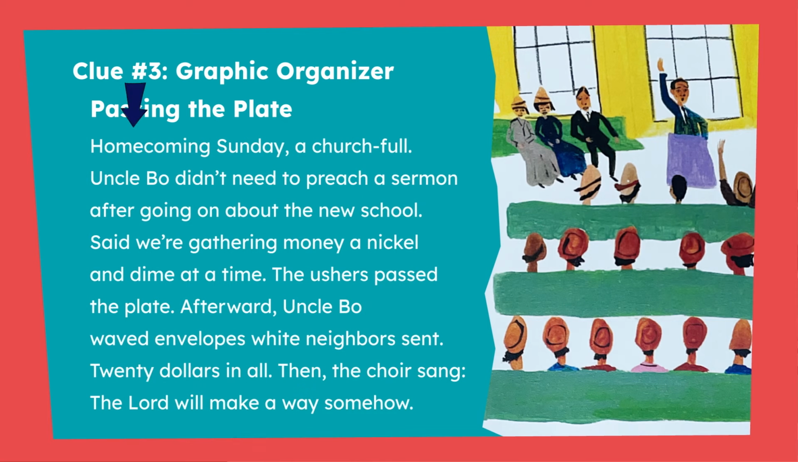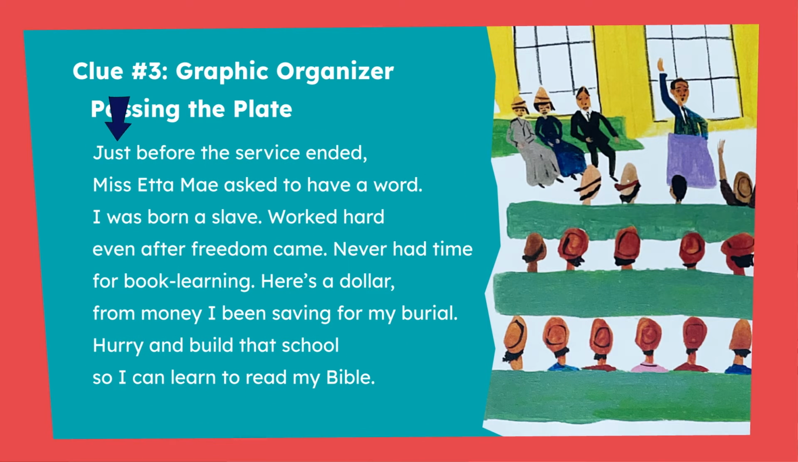Passing the plate. Homecoming Sunday, a church full. Uncle Bo didn't need to preach a sermon after going on about the new school. Said, "We're gathering money a nickel and dime at a time." The ushers passed the plate. Afterward, Uncle Bo waved envelopes white neighbors sent, $20 in all. Then the choir sang, "The Lord will make a way somehow." Just before the service ended, Miss Etta May asked to have a word. I was born a slave, worked hard even after freedom came. Never had time for book learning. Here's $1 for money I have been saving for my burial. Hurry and build that school so I can learn to read my Bible.